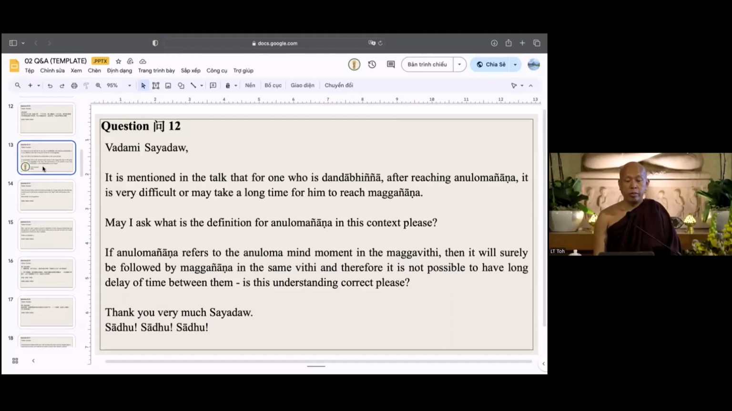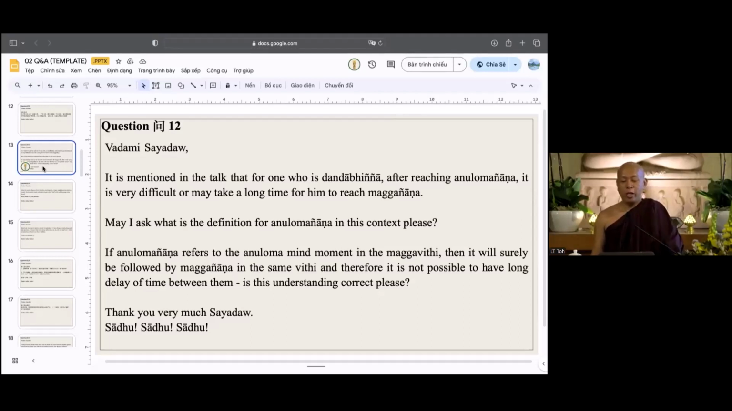It is mentioned in the talk that for one who is Dandhabhinya, after reaching Anuloma Jnana, it is very difficult or may take a long time to reach Magga Jnana. May I ask what the definition of Anuloma Jnana is in this context? If Anuloma Jnana refers to the Anuloma mind movement in the Magga Vithi, then it will surely be followed by Magga Jnana in the same Vithi, and therefore it is not possible to have a long delay between them. Is this understanding correct, please? Thank you very much.